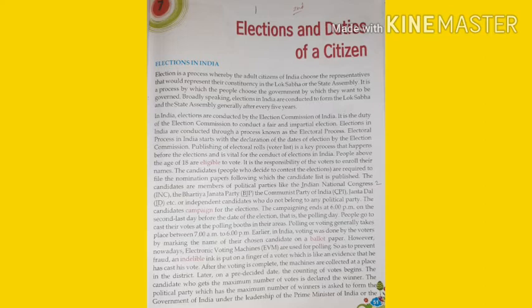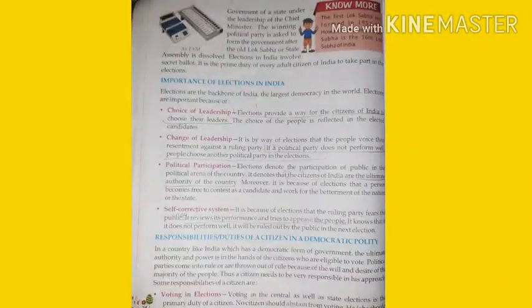Later on a pre-decided date, the counting of votes begins. The candidate who gets the maximum number of votes is declared the winner. The political party which has the maximum number of winners is asked to form the government of India under the leadership of the Prime Minister of India, or the government of a state under the leadership of the Chief Minister. The winning political party is asked to form the government after the old Lok Sabha or state assembly is dissolved.